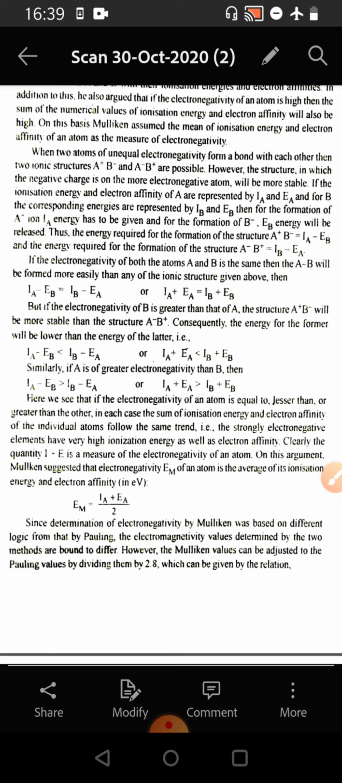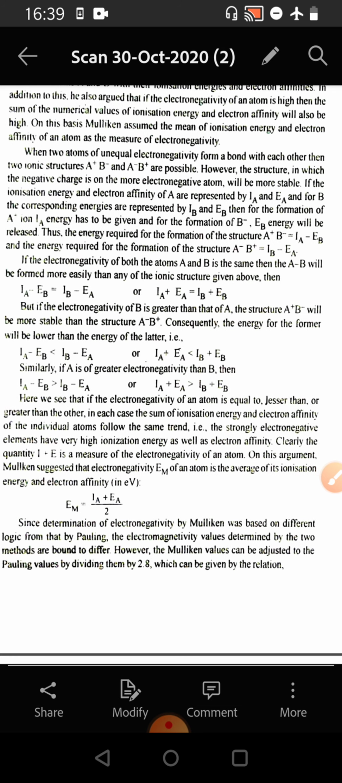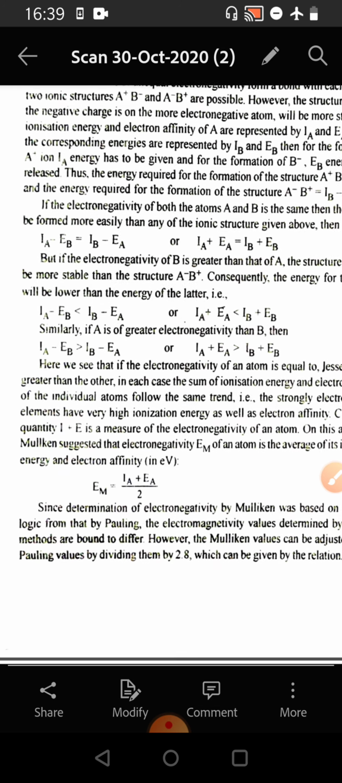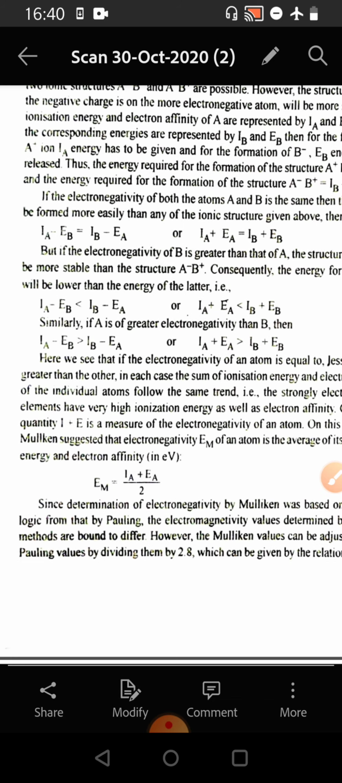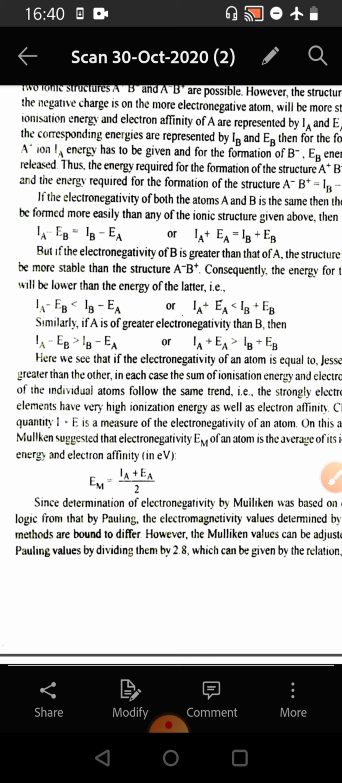released. Thus, the energy required for the formation of the structure A plus B minus is equal to Ia minus Eb, and the energy required for the formation of the structure A minus B plus will be Ib minus Ea. If the electronegativity of both the atoms A and B is the same, then AB will be formed more easily than any of the ionic structures given above. Then Ia minus Eb is equal to Ib minus Ea, or we can say that Ia plus Ea is equal to Ib plus Eb.